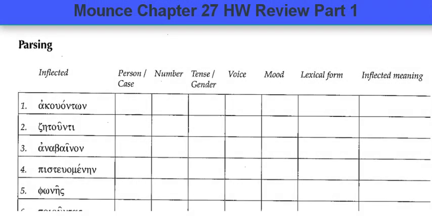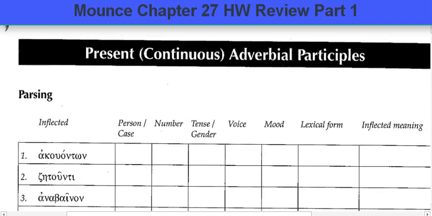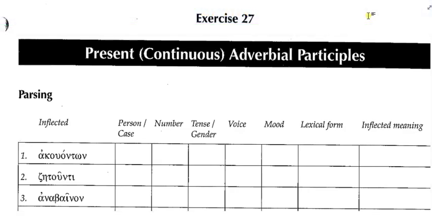Any questions that you have on the parsing for chapter 27? We can look at specific issues here. Happy to work through this. Questions, comments, concerns?